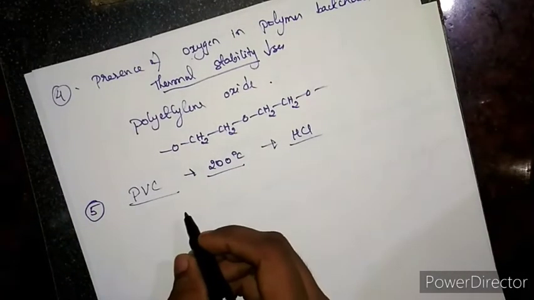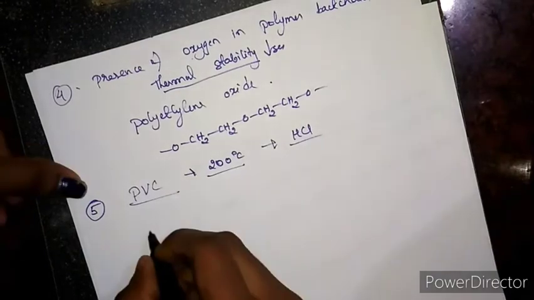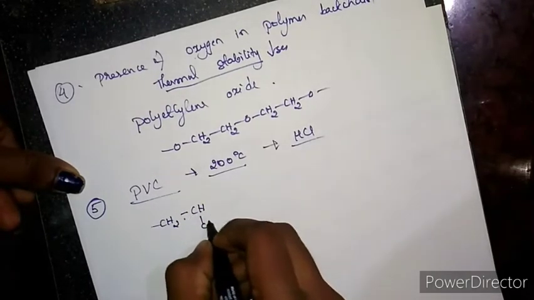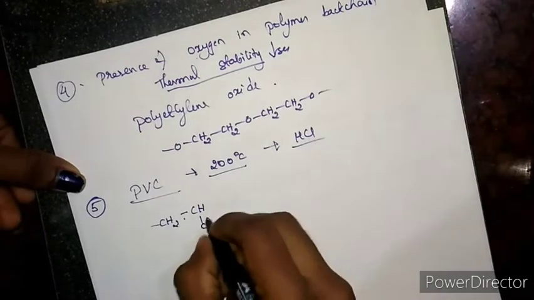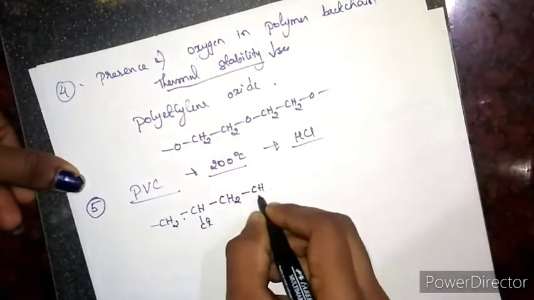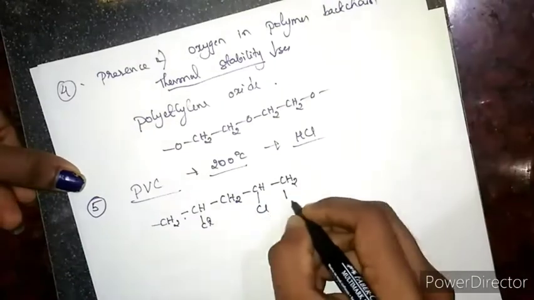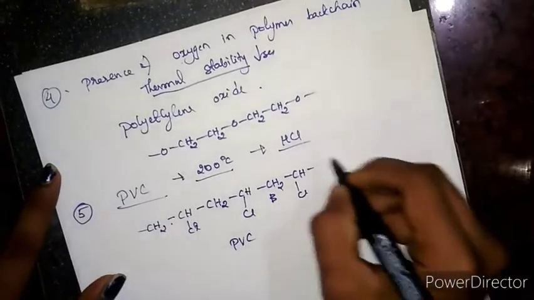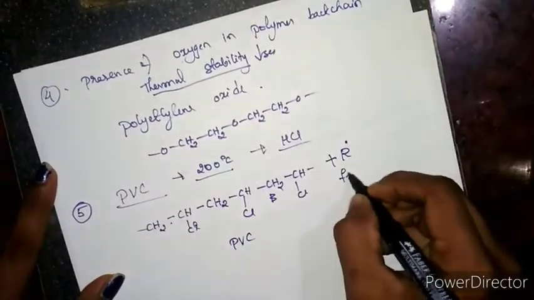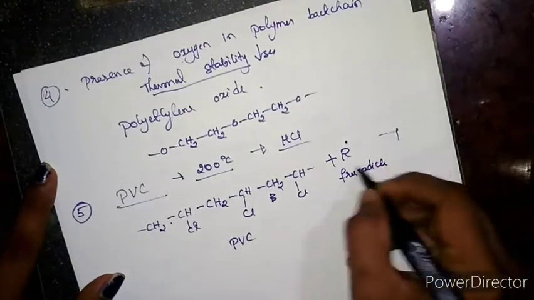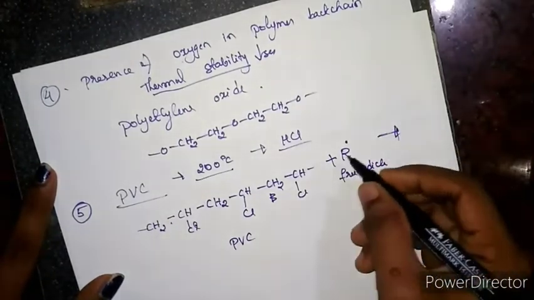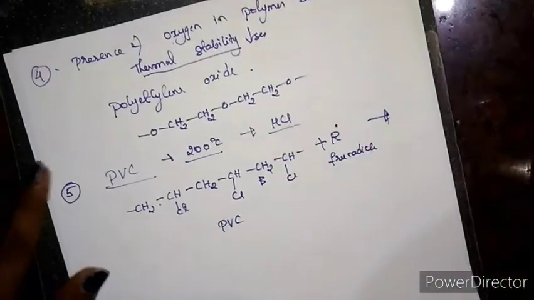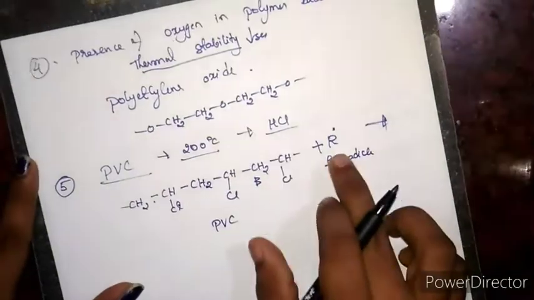First I write the structure of PVC: CH2, CH, Cl, CH2, CH, Cl, etc. This is the PVC structure plus R dot. R dot is the free radical. I told you this free radical may be generated because of impurity present in the system or maybe because of the reaction only. That is still not understood, but anyway we will write it as R dot.